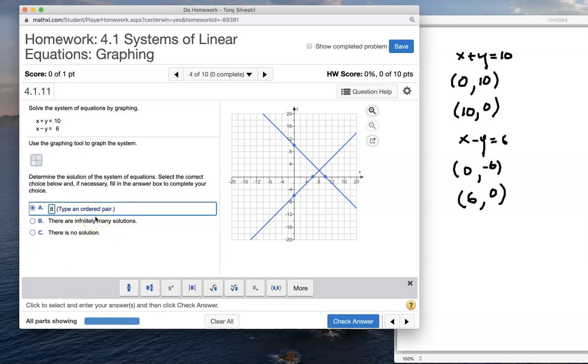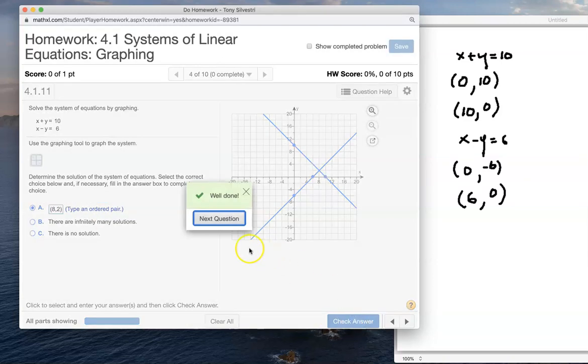Now, it's not enough to say 8, comma 2. That's going to be marked wrong. You need to put it in parentheses as an ordered pair. 8, comma 2. Check your answer. Well done. Now, I started in the middle because I have my own little technique to describe what's actually happening here.